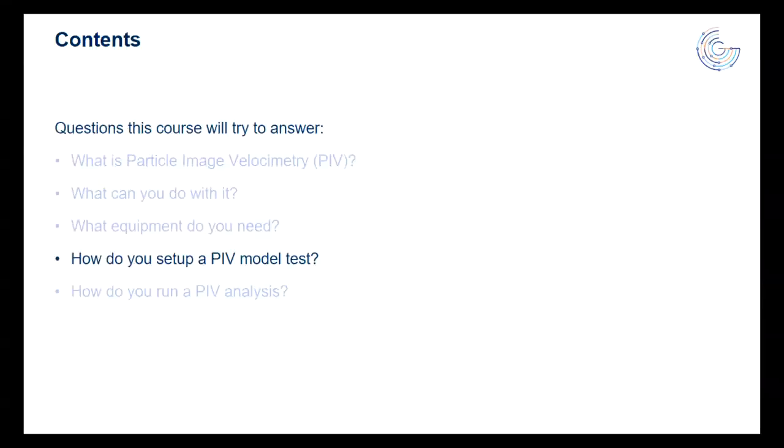Okay, so we've had a shopping list. We've gone and bought a bunch of equipment. Now we get to the hard part. How do we set up the PIV test? And as I said at the start, if you get this right, the analysis is trivial, really easy. Get this bit wrong, and the only solution is to go back in the lab and start again.